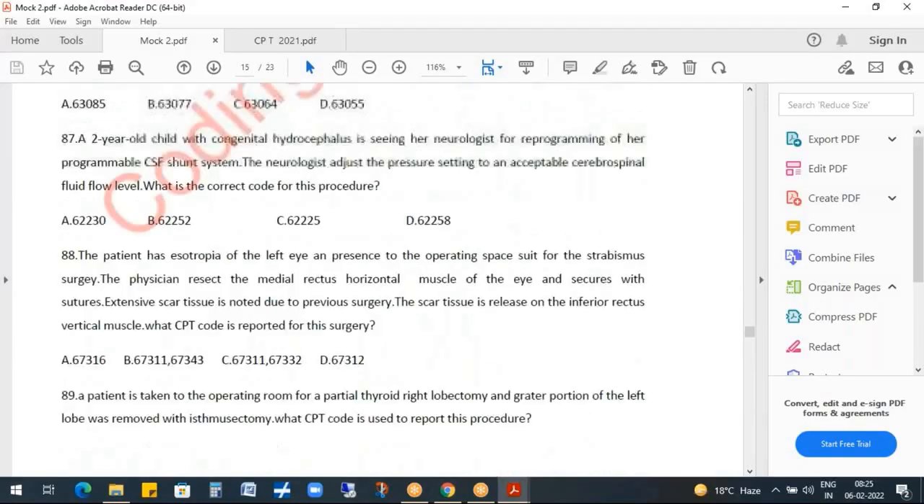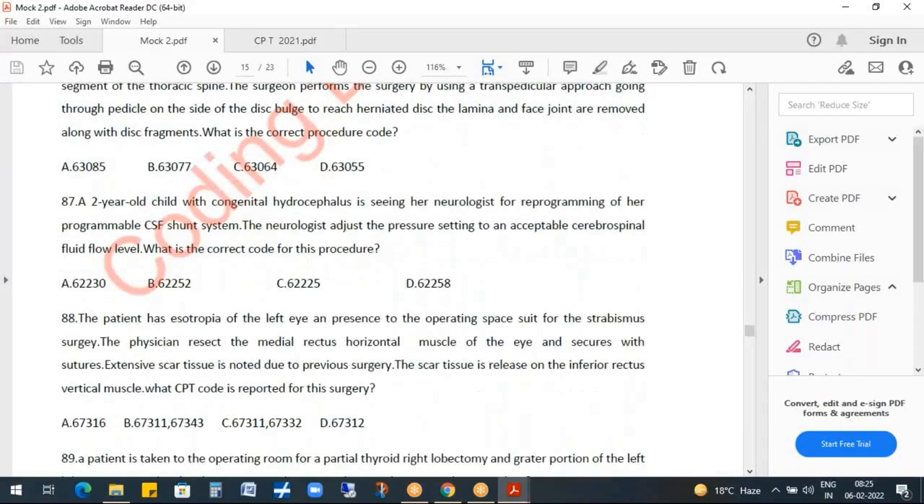88, you are having doubt, Sunil. What is the doubt in 88? You can see, 67332 is the answer, I think so. 67311 will come. But the answer is given as B, sir, that's why I am asking. C is the correct answer, make it as C. Sorry. My answer is C, but here the key is B.